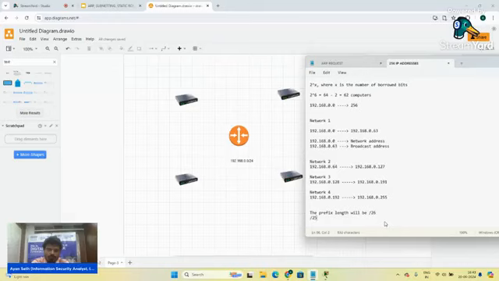If we borrow one bit from the host portion, then the prefix length will be /25. If we borrow 2 bits, /26. If we borrow 3 bits, /27. 4 bits, /28. 5 bits, /29. 6 bits, /30. 7 bits, /31. And if we borrow all the bits, it will be /32. So these are the prefix lengths of subnetworks in a large class C network.